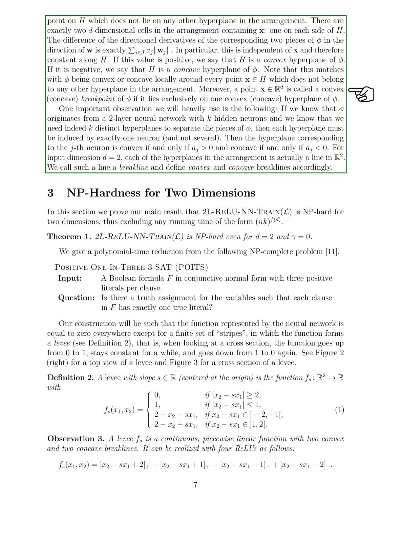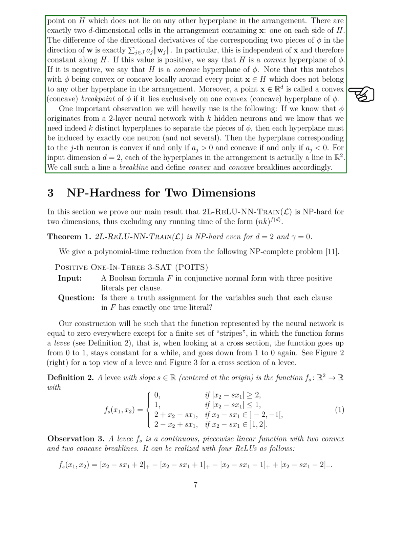The difference in the directional derivatives of the function on either side of the hyperplane is equal to the sum of the products of the weights of the neurons and the norms of the vectors, and this value is constant along the hyperplane. If this value is positive, the hyperplane is convex, and if it's negative, it's concave. A point is called a convex or concave breakpoint of the function if it lies exclusively on one convex or concave hyperplane of the function.